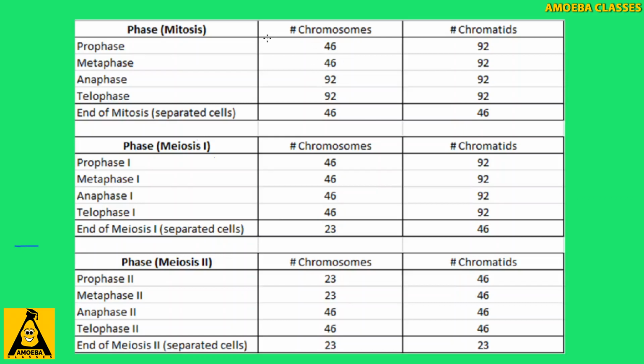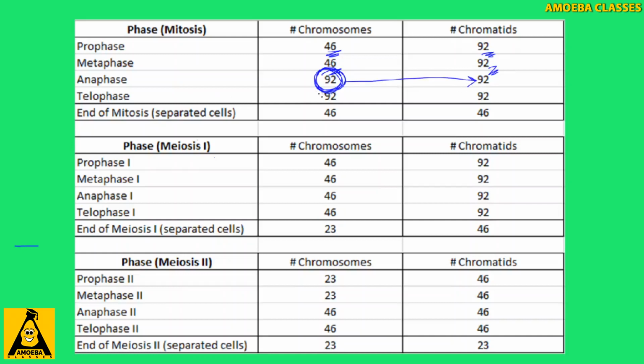Okay, so let's discuss. See, in the prophase there are 46 chromosomes, but because in the interphase S phase they have already been replicated, there are 46 chromosomes but 92 chromatids. Now in the metaphase, again 46 chromosomes, 92 chromatids. Now see what exactly happened in anaphase. The centromere split, and because of the split of the centromere, 92 chromosomes have been formed. Okay, 92 chromosomes and still 92 chromatids.